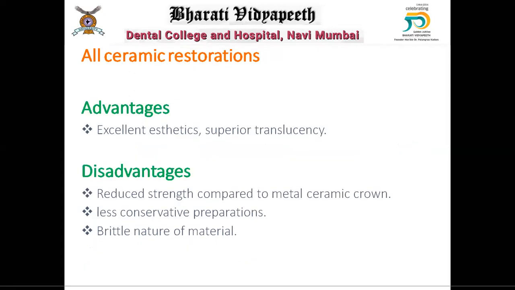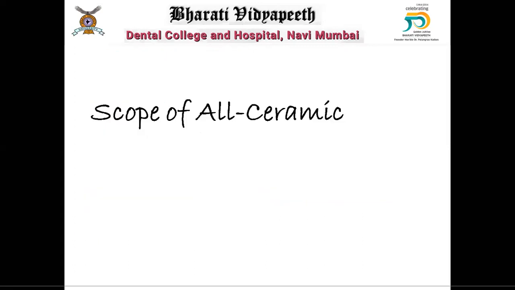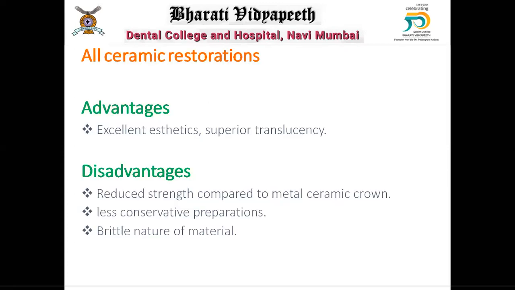Coming to the advantages, they have excellent aesthetics and superior translucency. They have a very lifelike appearance. They are translucent; if you pass an ultraviolet light or LED light through it, you can make out the difference between metal ceramic crowns and all ceramic crowns, because it gives a better appearance. It gives a slight shade of the root stump which you have prepared. So there is a mixture of shades which gives a different appearance.